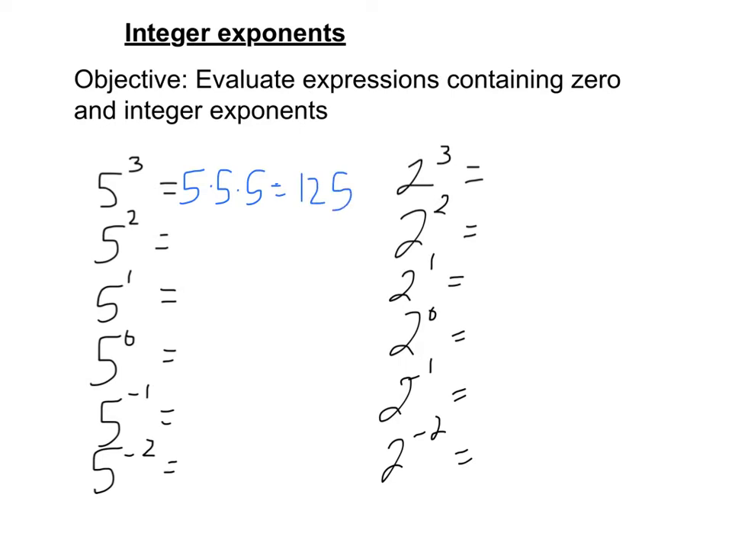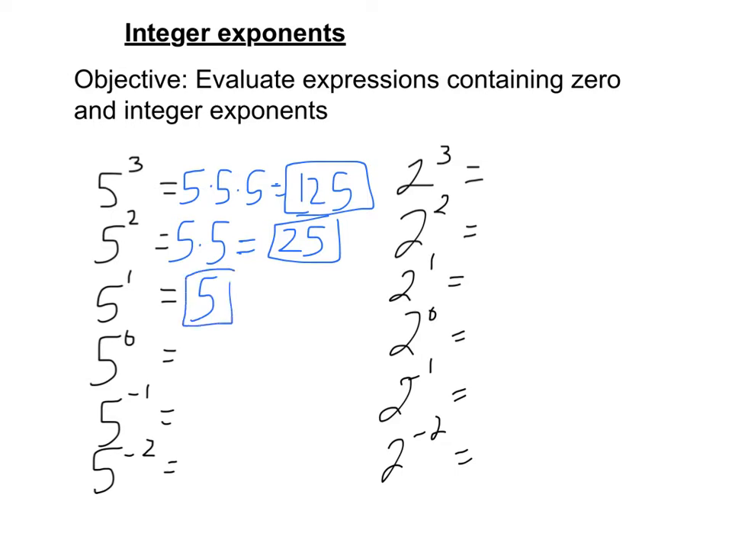Now, notice as I start boxing my answers, I want you to see a pattern developing here. 5 squared, if I decrease my exponent by 1, we take 5 times 5, 25. Okay. Well, 5 to the first power is just 5. What's happening each time? How do I go from 125 to 25? How do I go from 25 to positive 5? What's happening each time is we are dividing by 5.